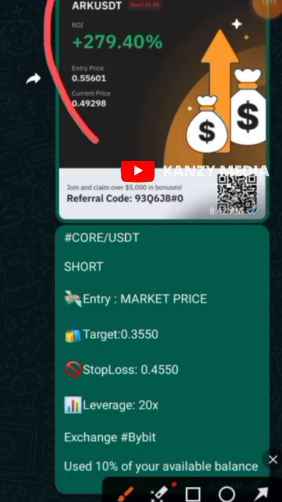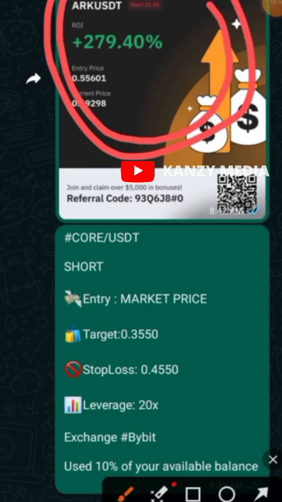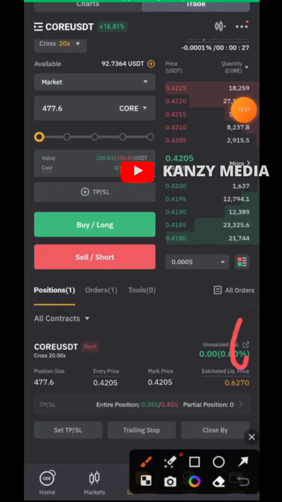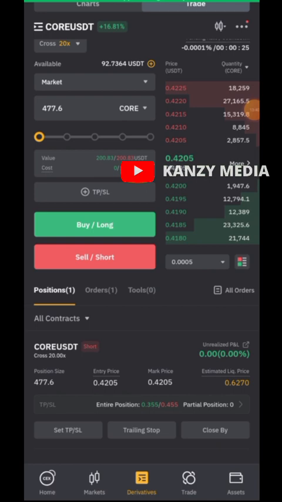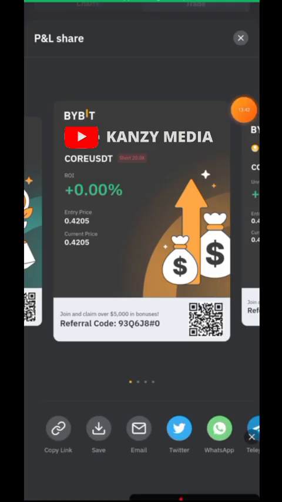Another thing is when you are asked to send in your ROI, that means return on investment. To get the ROI, click here so you can save it to your gallery and send it to whoever asks for it.